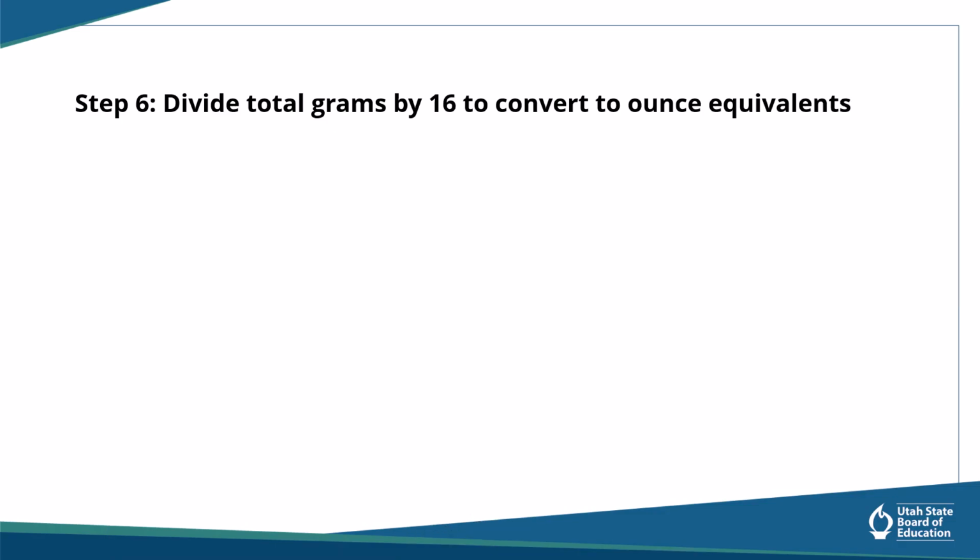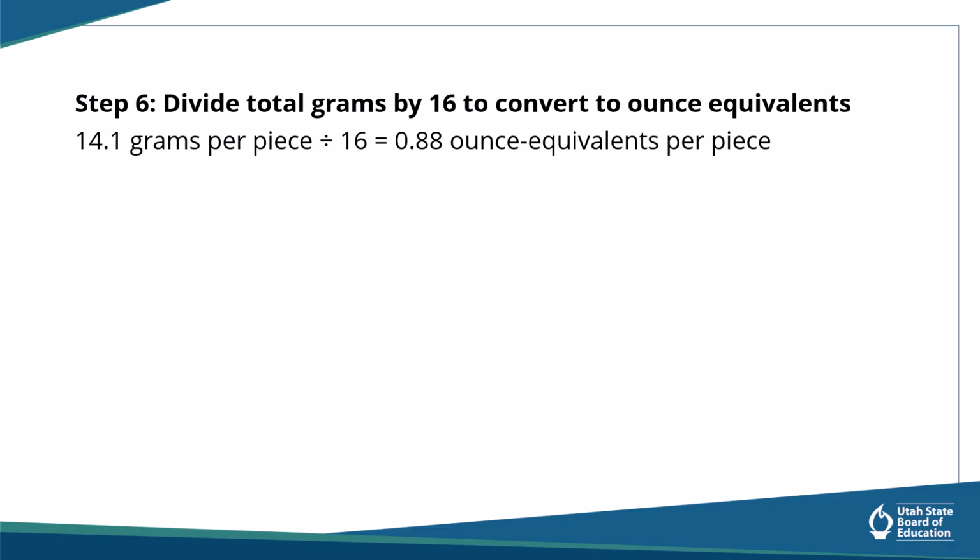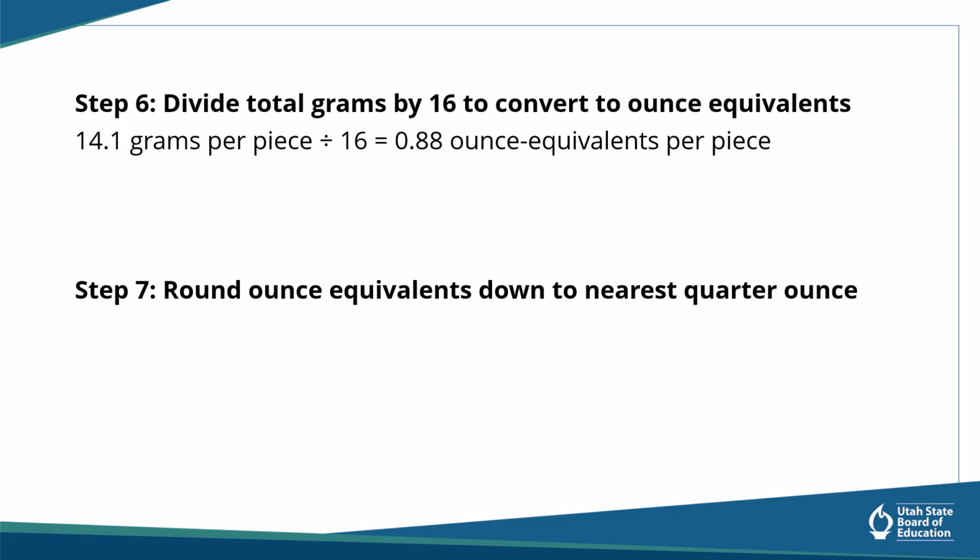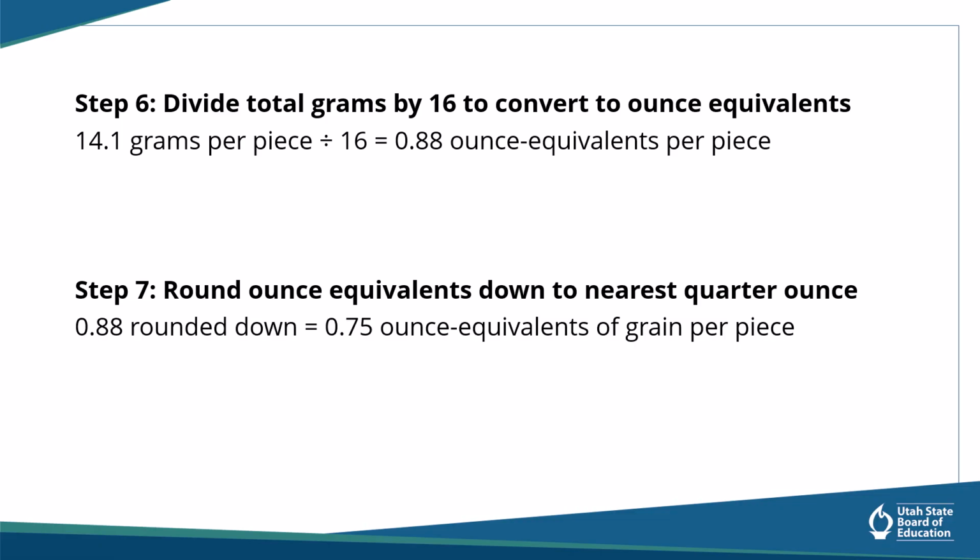Step 6, we divide the grams per portion, 14.1, by 16 to convert to ounce equivalents. This gives us 0.88 ounce equivalents per piece of cornbread. And finally, step 7, round down to the nearest quarter ounce. 0.88 rounds down to 0.75, so one piece of this cornbread credits as 0.75 ounce equivalents of grain.